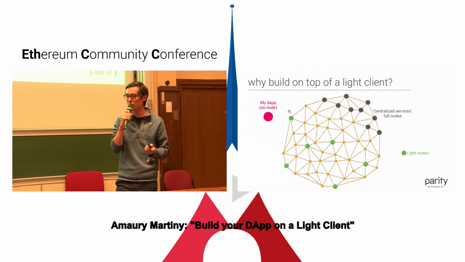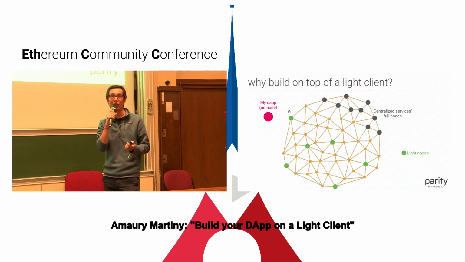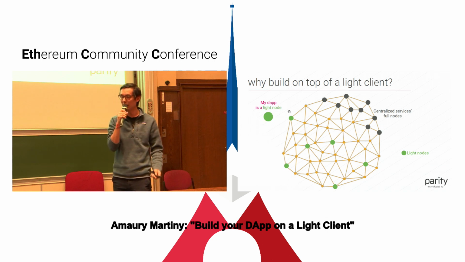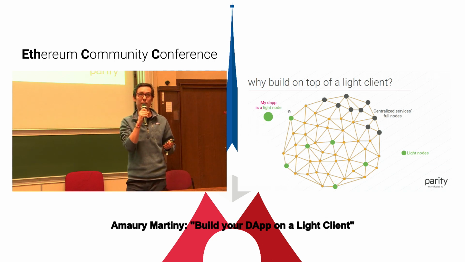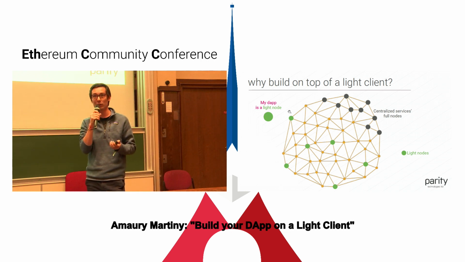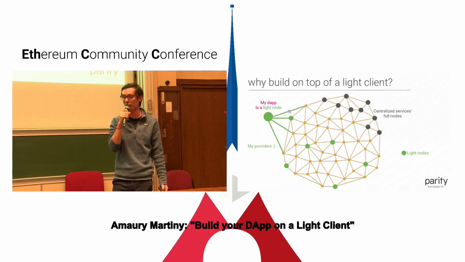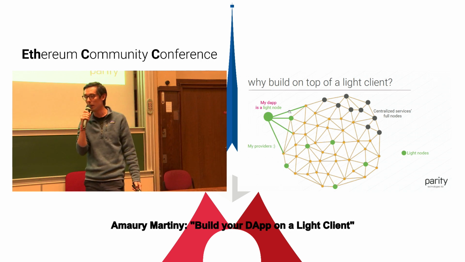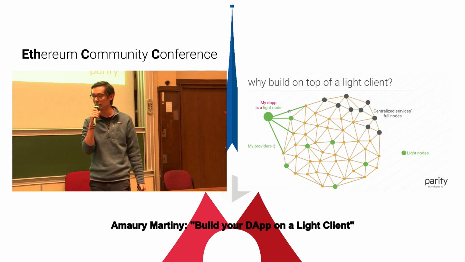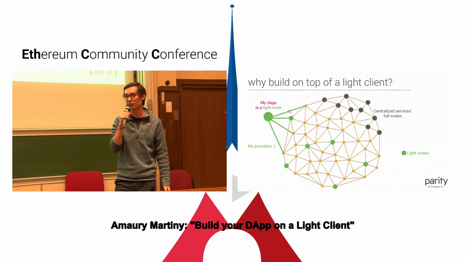So what could we do? We could look at the other kinds of nodes in the network, called light nodes, the ones that I explained, and transform your own dApp into a light node. In this case, if your dApp is a light node, it's like any other light node in the network. It can connect to any other nodes on the network. So it can have a lot of other providers, which means that your dApp no longer depends on centralized services.